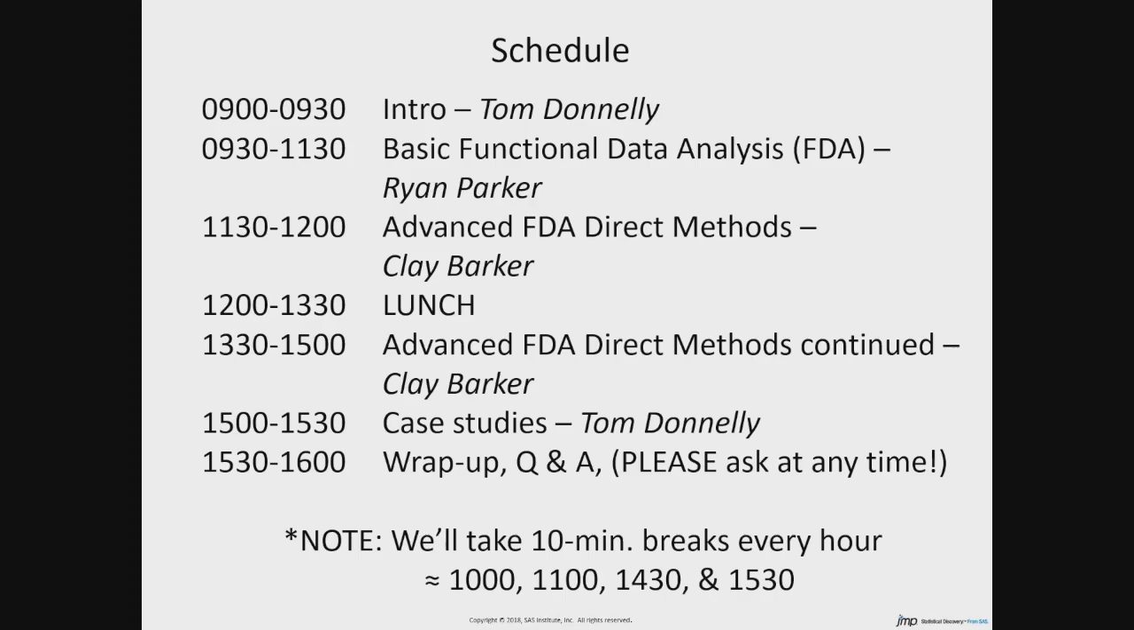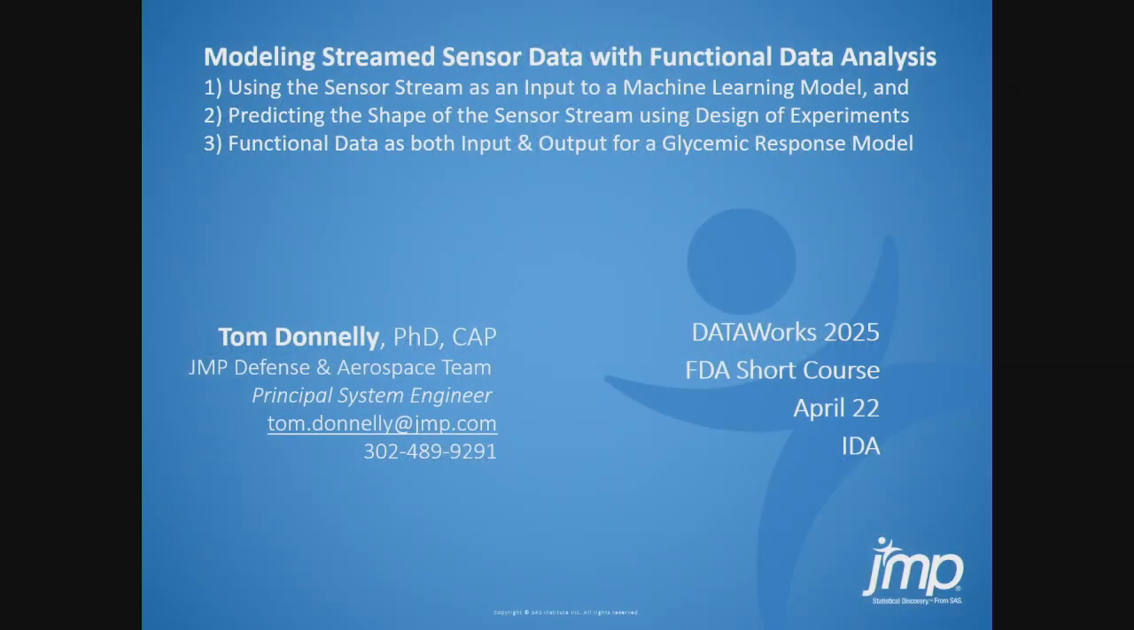And so let's just point out that these are some of the case studies that I have on some functional data analysis. The first one is using a sensor stream as an input to a machine learning model. I'll probably do that one. The next one is predicting the shape of the sensor stream using design of experiments. I believe Ryan is actually covering that example, so I may not do that one, but I've got a version of it, and again, I've got recordings of both of those. And then I have an example where functional data is used as both the input as well as the output to a model. And so we may be looking at that example at some point later today.